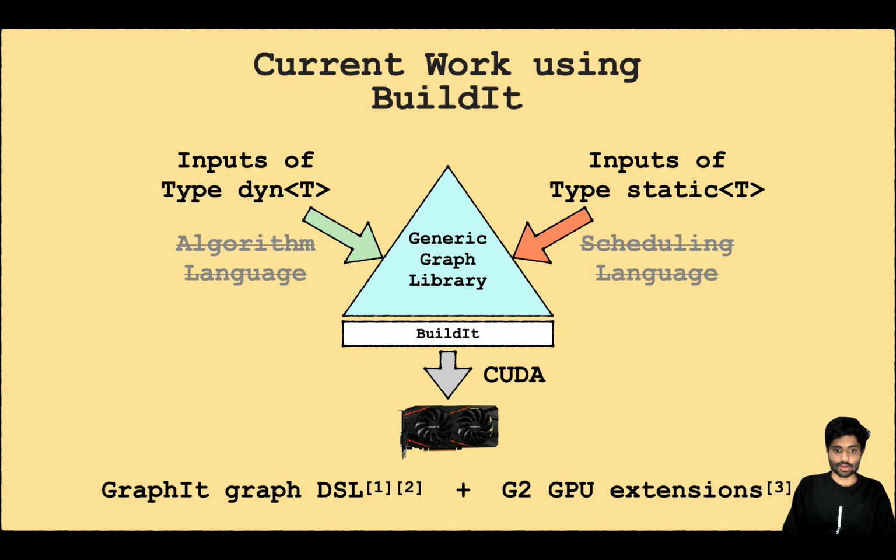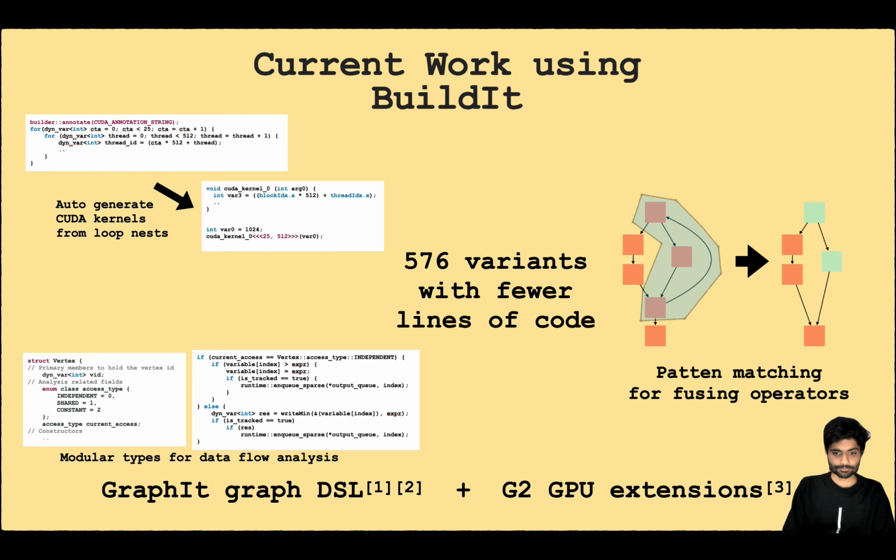Apart from this, we also added utility passes in the BuildIt framework to automatically convert loop nests into CUDA kernels with user annotations, support for modular types that let the developer stack capabilities like Lego blocks for various analyses, and pattern matching to specialize various nodes. With all these combined, we plan to support generating all the 576 variants that the G2 compiler is able to generate for GPUs with far fewer lines of code. Our paper also talks about various case studies where we have applied BuildIt to demonstrate benefits of its staging capabilities.